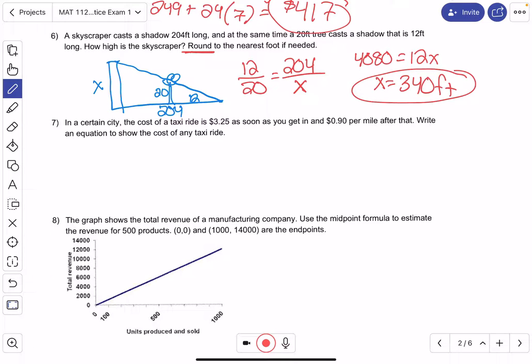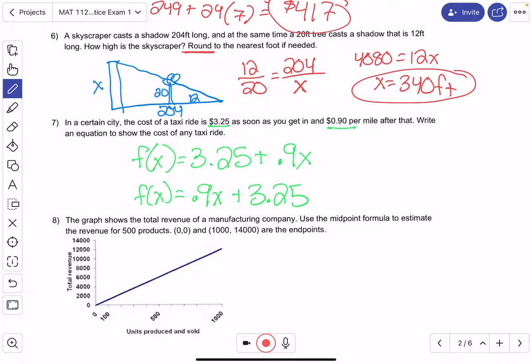In a certain city, the cost of a taxi ride is $3.25 as soon as you get in and 90 cents per mile after that. Write an equation. So f of x, you're going to pay $3.25 when you walk in, and then you pay 90 cents per mile after that. So that equation's fine. You also could have put it in a different order. It doesn't matter if you put the x first or the whole number because the order of addition doesn't matter. You could have put the 0 before the 9. You could have put the 0 after the 9. All of that's fine as long as you have the x in the right place and the $3.25 alone.